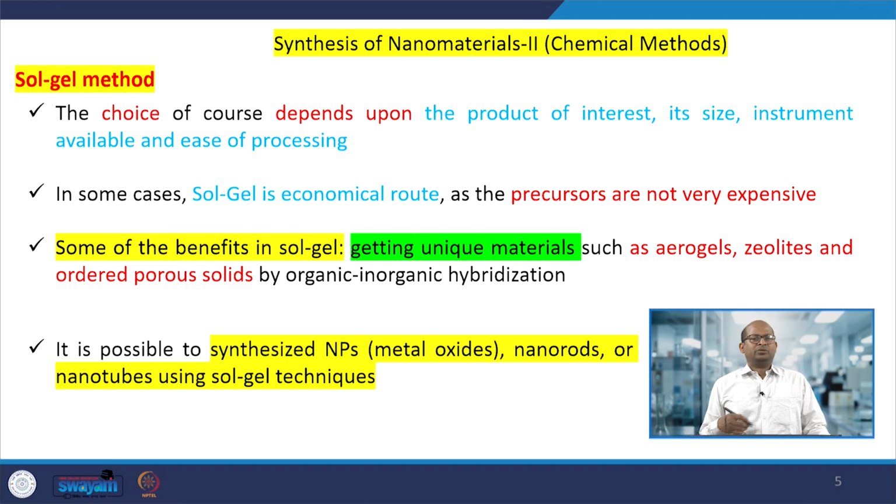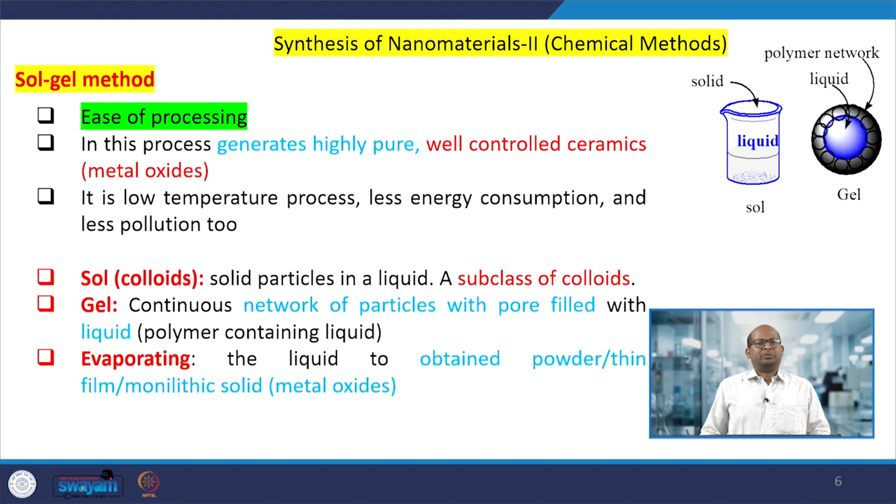This method is also very simple, so we can choose it to prepare our nanomaterials. With it we can prepare unique materials such as aerogels, zeolites or other porous solids by organic-inorganic hybridization. Various metals, metal oxides and metal rods can be prepared using this synthesis.